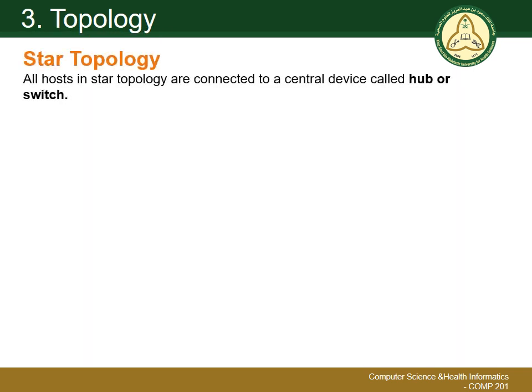The next type is star topology. The star topology is, let's put it this way, the simplest type of network to build. All hosts in star topology are connected to a central device called a hub or switch.